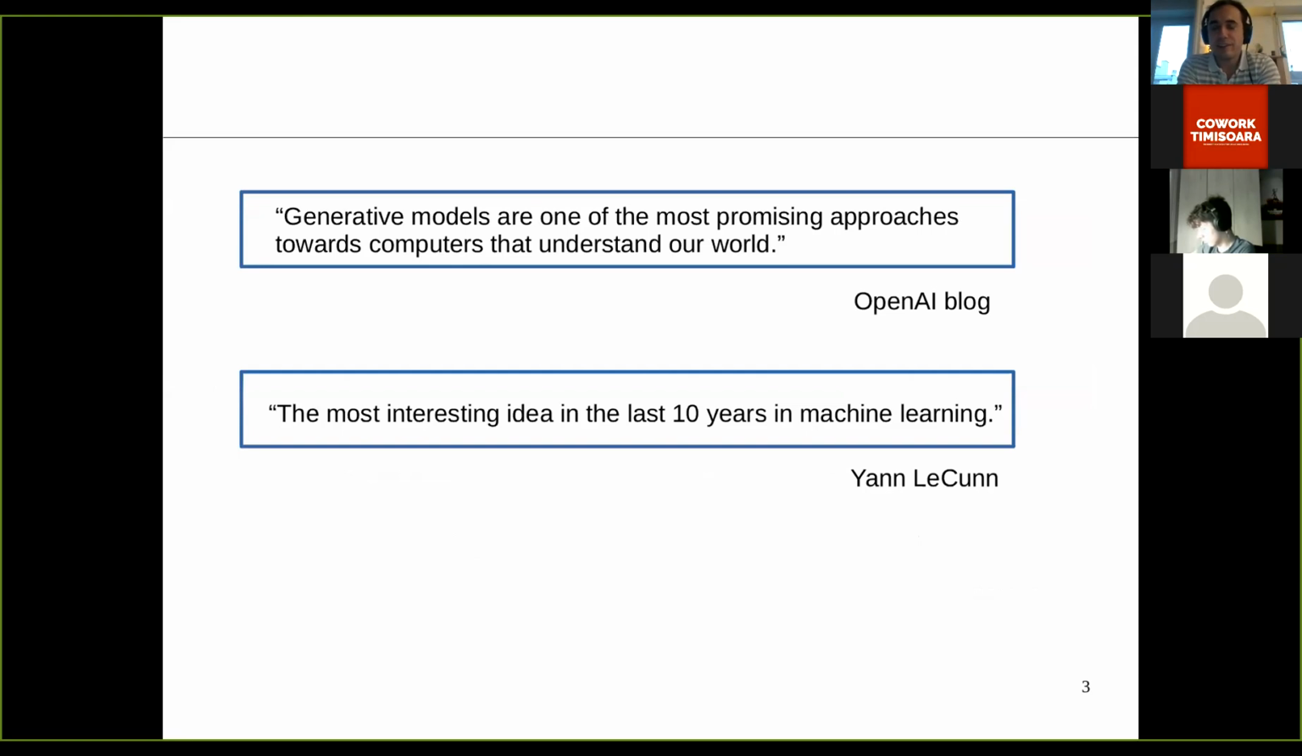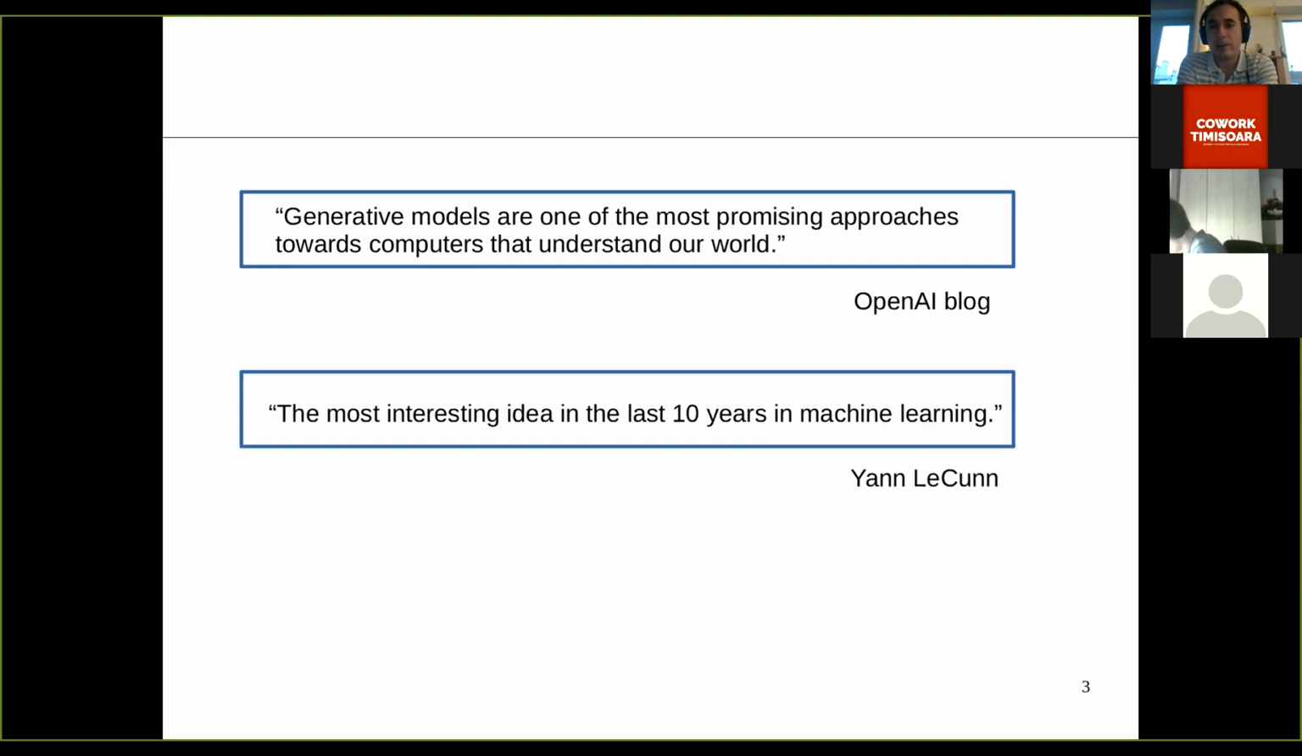So before I start, I just want to do a little bit of marketing for generative models. So I start with some code, something I found on the OpenAI blog. OpenAI is a company that released GPT-3, which is a state-of-the-art in text generation, or if you want, storytelling. And they said that generative models are one of the most promising approaches toward computers that understand our world. Another quote is from Yann LeCun. It's not really on generative models, it's on GANs, Generative Adversarial Neural Networks.